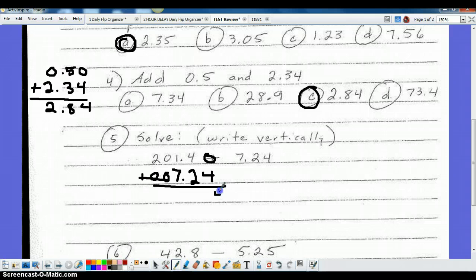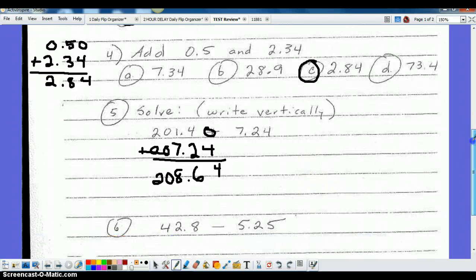4 plus 0, 4 plus 2, bring down my decimal point, 7 plus 1, 0 plus 0, and 2. 208 and 64 hundredths. When I add it, I must fill in the holes plus line up my decimal points.